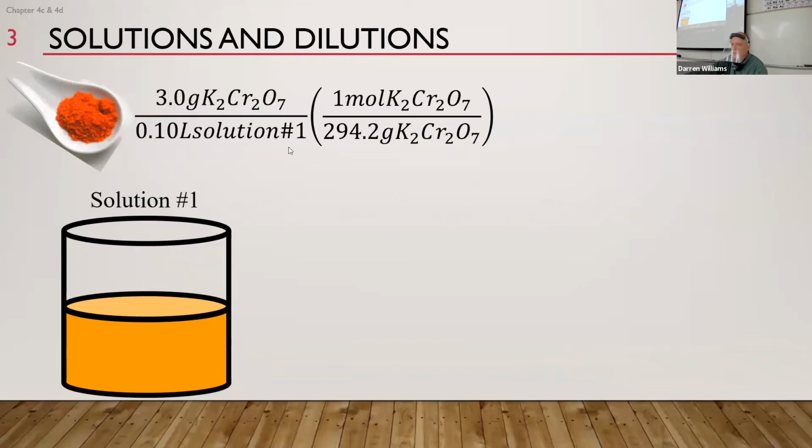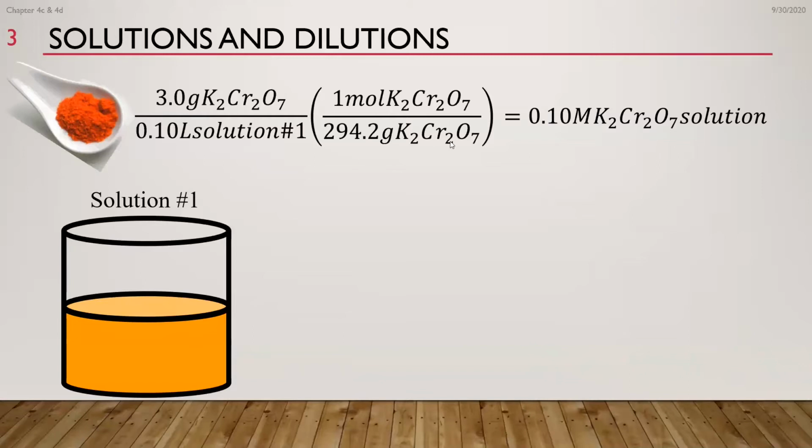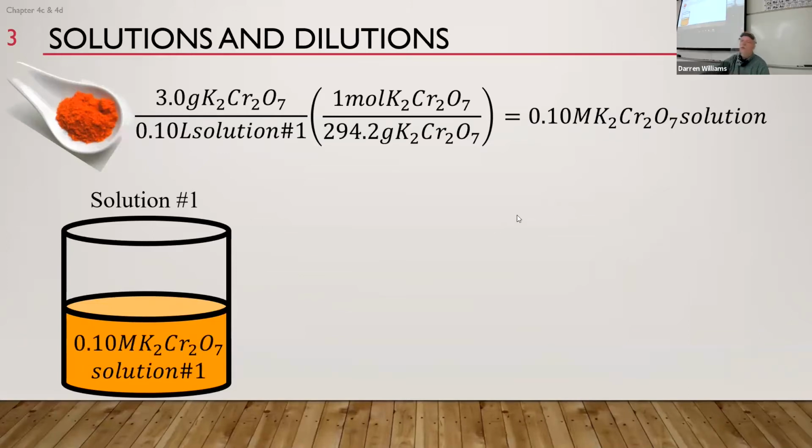Okay, and it's roughly 3/300 divided by 0.1. So we end up with about 0.1 molar potassium dichromate. It's coincidental that that equals the volume. So don't think, oh, all you got to do is write down the volume. That's not what's happening here. So solution 1 can be listed as 0.1 molar potassium dichromate solution.